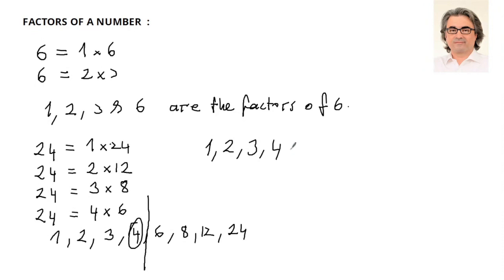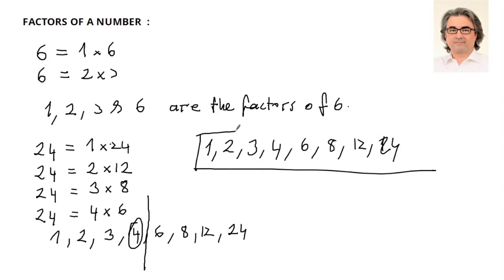So here, after 4, ask yourself, 4 times which number gives you 24? 6. 3 times which number gives you 24? 8. 2 times which number gives you 24? 12. 1 times which number gives you 24? 24, sorry. So this operation exactly, certainly will give you all positive numbers or all factors of 24.